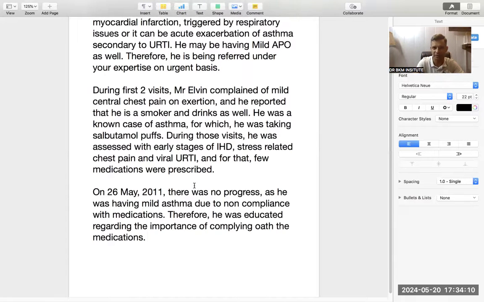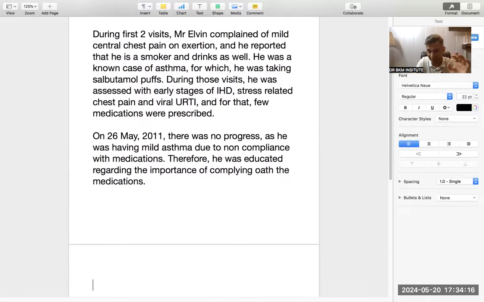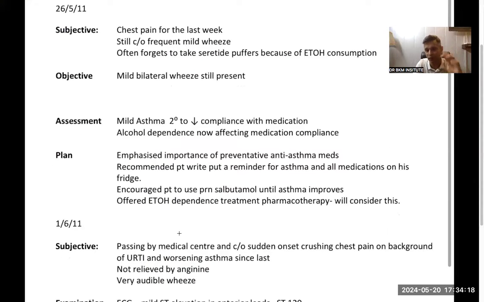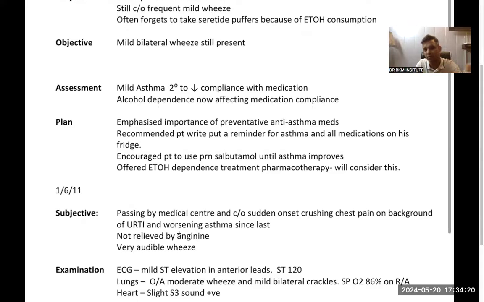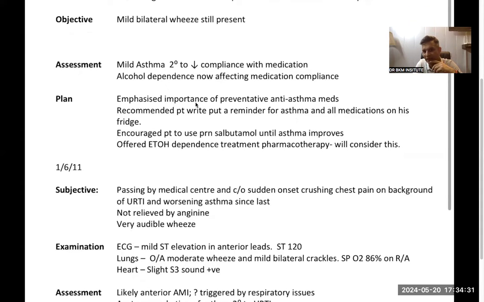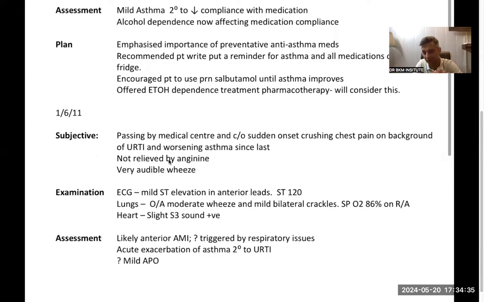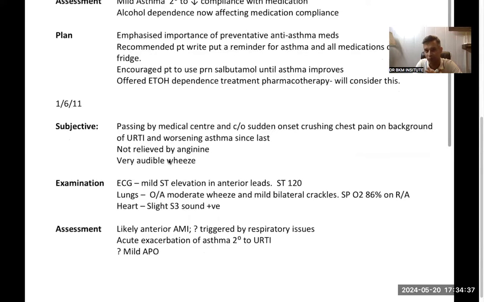Now, my last visit. It just needs a lot of daring, you don't have to worry. What is important, you write. So we told him that you have to take your medications. So we gave overall counseling or education regarding the significance of taking medications. That was given, emphasized importance of preventive anti-asthma medication. This is the main thing. This is the main thing that gives you marks today.